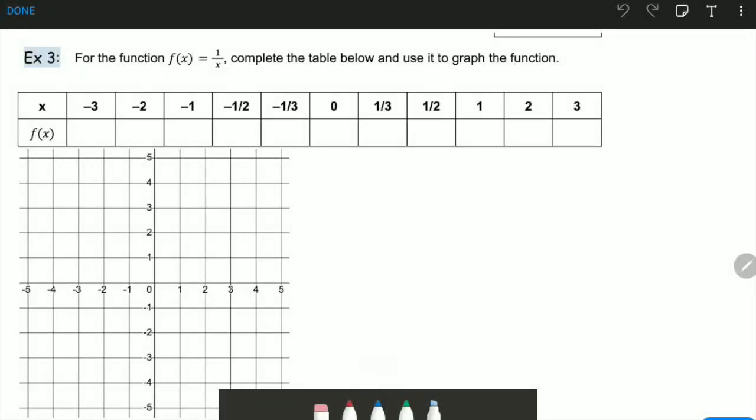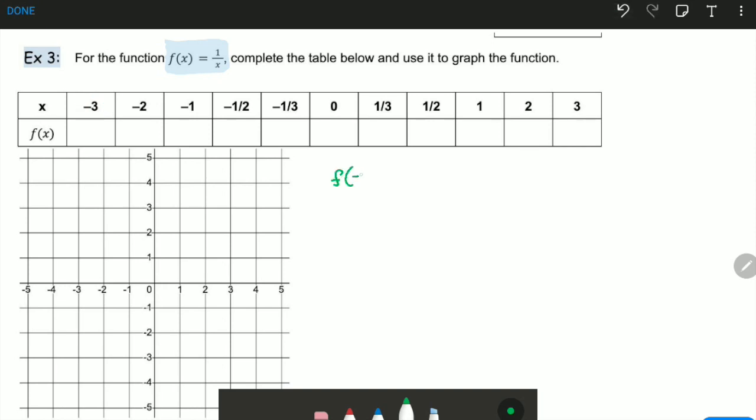Okay, in this example, we are going to use the function f of x equals 1 over x to complete the table below and then graph the function. The purpose of this example is to examine the new parent function 1 over x, which is the reciprocal function. To go through it, we're just going to replace our x in the equation with each of our x's here.